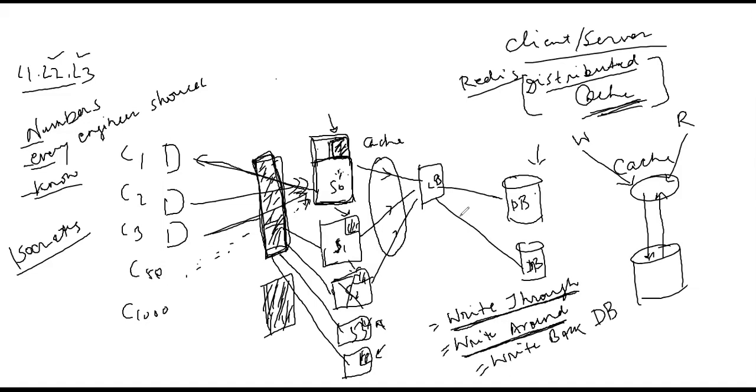I have a question. Yeah, go ahead. So let's say server 1 does a write through to the DB. How do the other servers know that the content has changed?